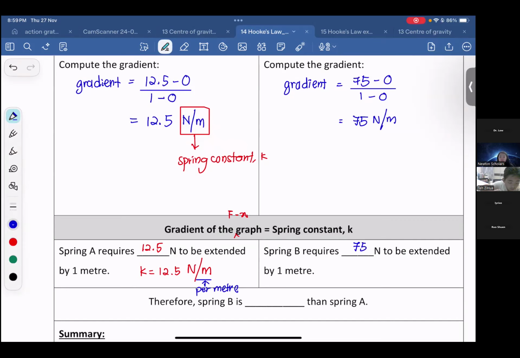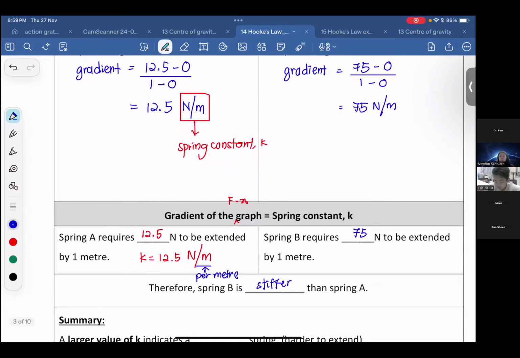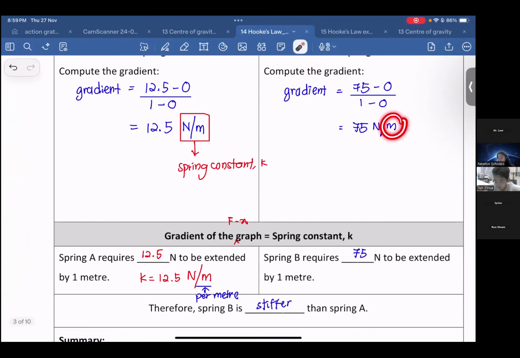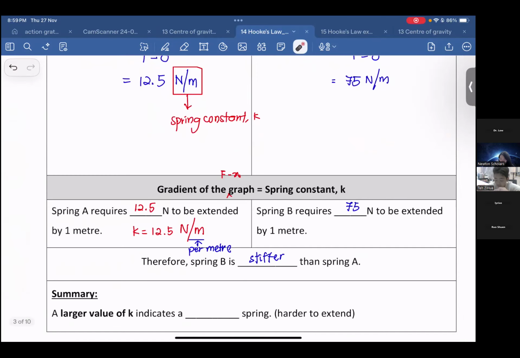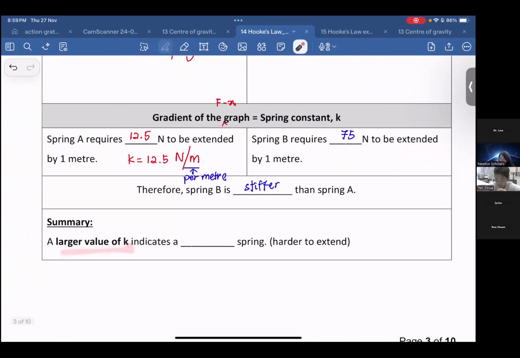The spring constant value can tell us that spring B is the stiffer spring. Stiffer means harder to extend. To extend 1 meter, you need to apply 75 Newton. So spring B is actually the harder, stiffer spring. A larger value of K indicates a stiffer spring, harder to extend. Until here, is there any question?